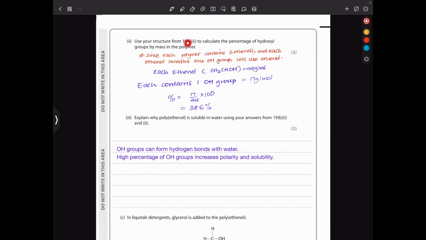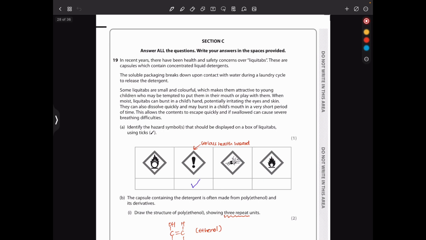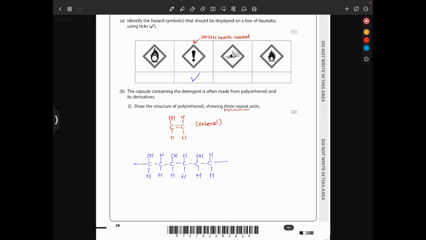Use your structure from 19b1 to calculate the percentage of hydroxyl group by mass in the polymer. So if I want, I could say there is a total of 3 hydroxyls over the total, or I could just use one of them because the ratio is the same.